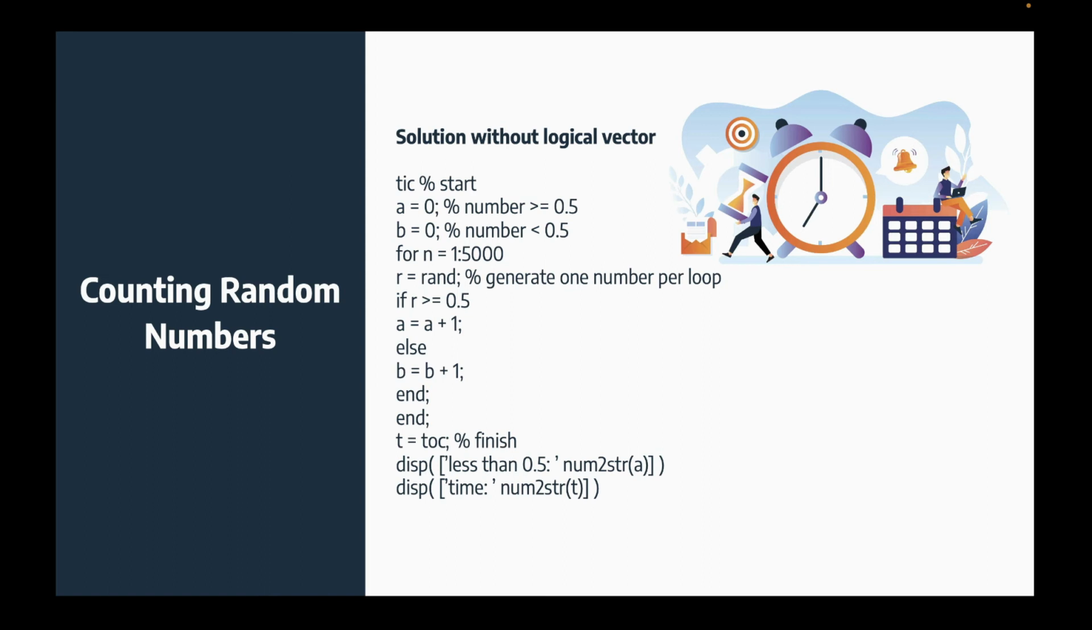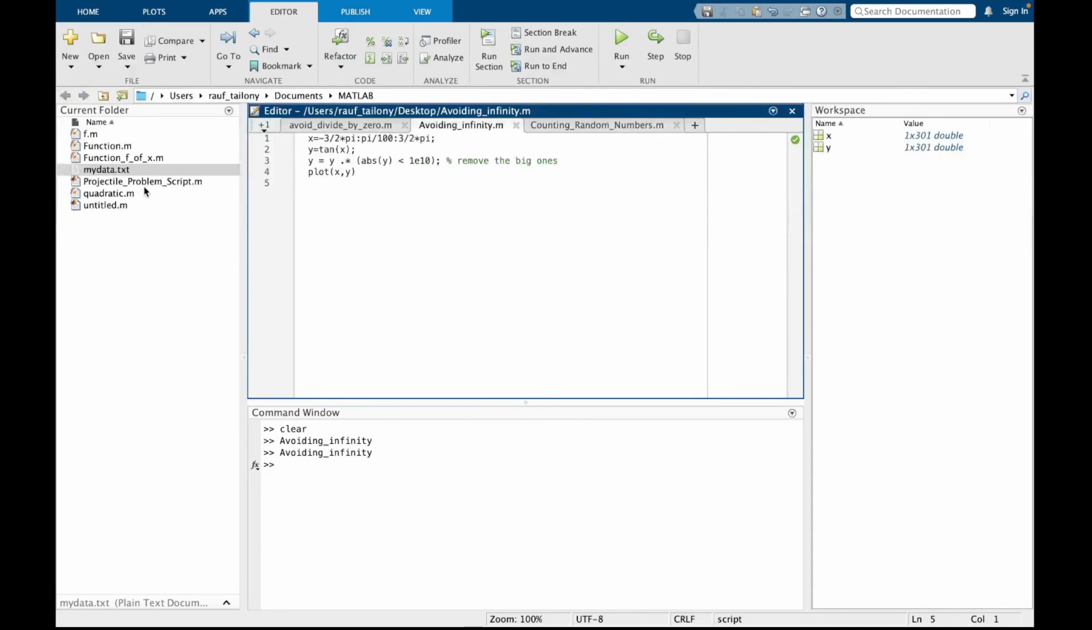Then end the if statement, end the for loop, and display for me less than 0.5, then change the number to a string for A and show it to me. Display the time, how long it took MATLAB to solve it, that kind of thing. I'm not sure if I have it. Counting random numbers, yeah, I do.